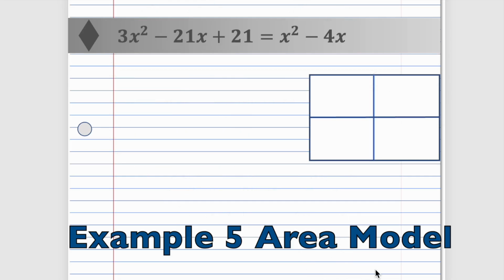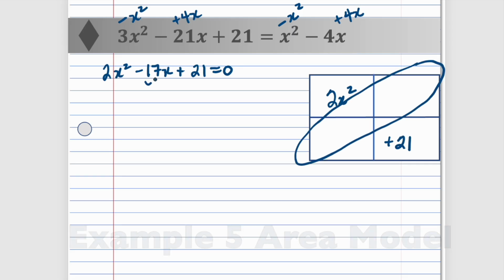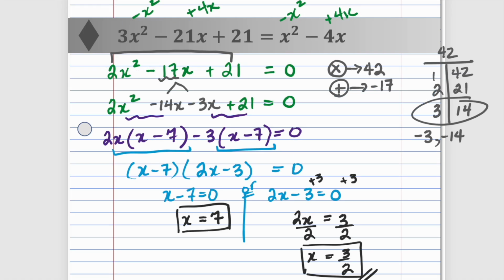I want to show the area model here as well. We need everything on the left side. 2x squared minus 17x plus 21 is equal to 0. You want to visualize what's happening. We have a 2x squared and we have a 21. We need to find two numbers here that will give us negative 17x, but also give us the 21. A little more complicated. This was the decomposition method for solving.